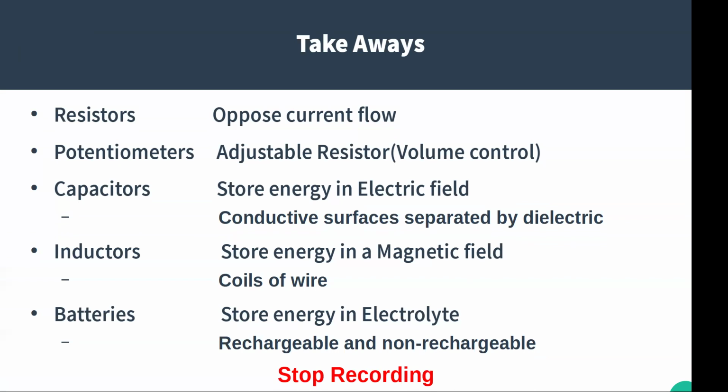Okay, so we learned many things. Resistors oppose current flow, and potentiometers can be used as volume controls or adjustable resistors. Capacitors store energy in an electric field. Inductors store energy in a magnetic field. And batteries store energy in the electrolyte as a chemical process.